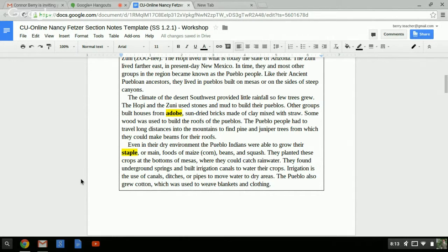So let's go ahead and take a look at our last paragraph now. Even in their dry environment, the Pueblo Indians were able to grow their staple, or main foods, of maize, which is corn, beans, and squash. Okay, so I want to know that. I want to know what they grew because that's very important. So what did they grow? Okay, again, quick little pictures, but let's say this is going to be corn. That kind of looks like corn and the leaves there. All right, so there's corn.